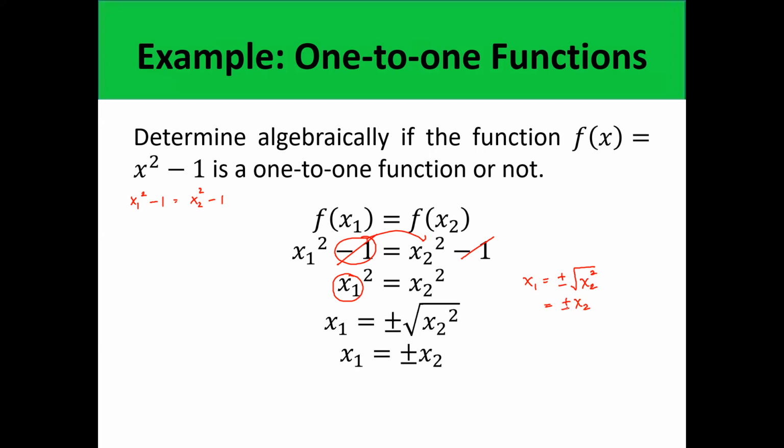So as you can see here, x sub 1 corresponds to two values of x sub 2, one positive and one negative. Our requirement for a one-to-one function is that x sub 1 should be equal to x sub 2. So in this case, if there are two values for x sub 2, the function f of x equals x squared minus 1 is not a one-to-one function. So this is the procedure to determine whether a given equation or function is a one-to-one function.